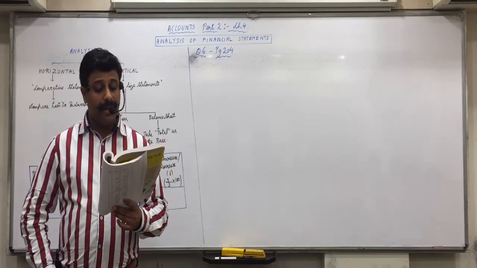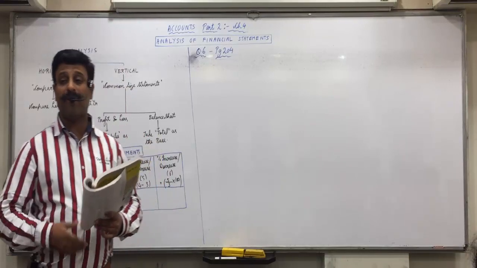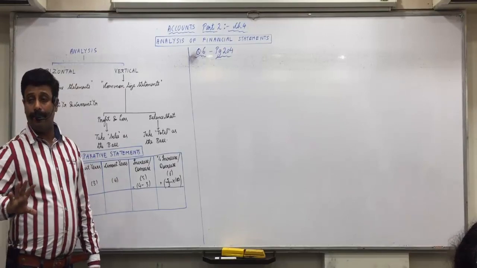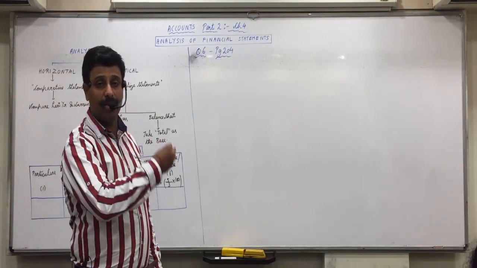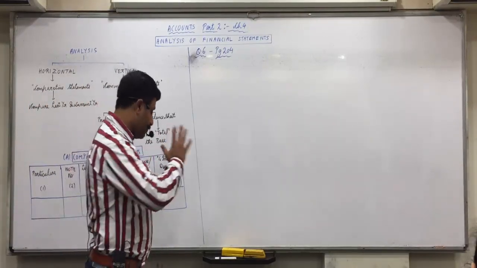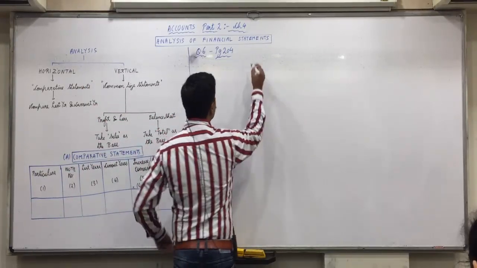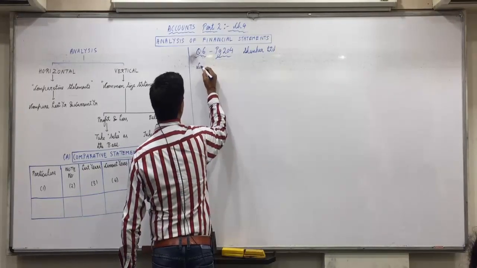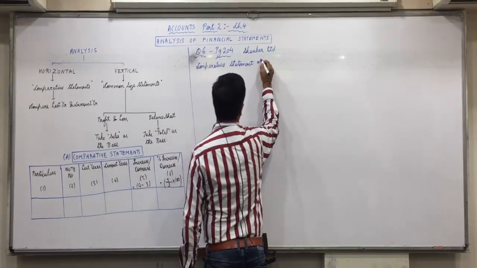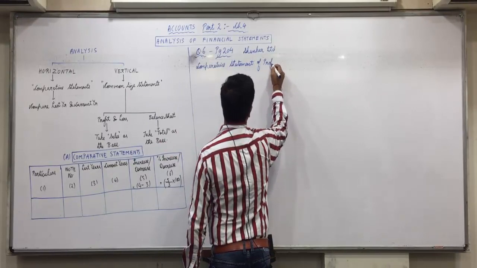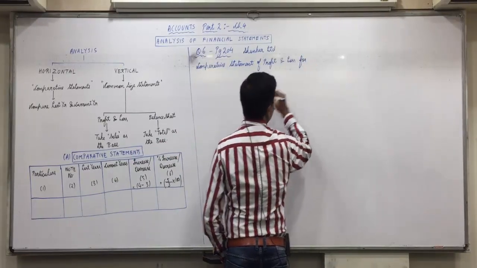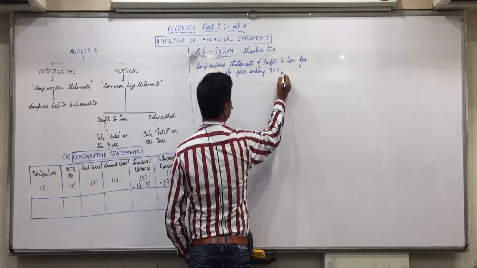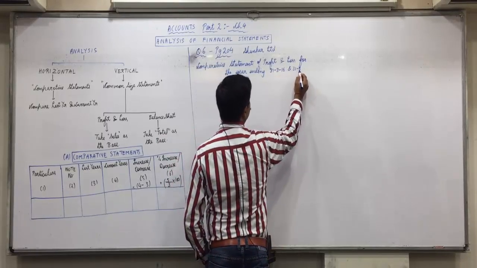Of Shankar Limited are given as follows. Prepare comparative statement of profit and loss. We will never read the question in this chapter, okay, because the question itself is to be copied in the solution. So directly write down the heading. Shankar Limited, comparative statement of profit and loss for the year ending 31/3/16 and 31/3/17.